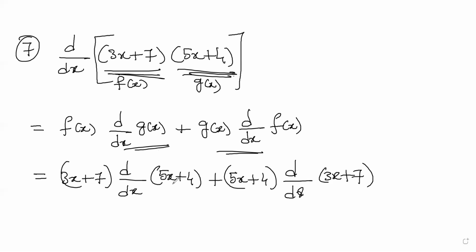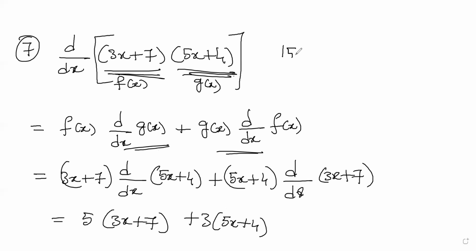And now, if you take the derivative, you get 5 over here. That is 5 times 3x plus 7. And if you take the derivative, you get 3 over here. So you get 3 times 5x plus 4. After that, just simplify the things. So you have 5 into 3, 15x plus 35, plus 15x plus 12. So that is 30x plus 35 plus 12, which is 47, is what you get. That's the answer for the derivative. So you will finally get 30x plus 47.